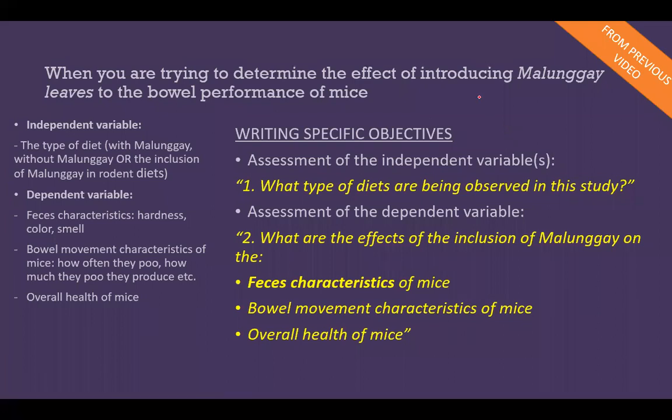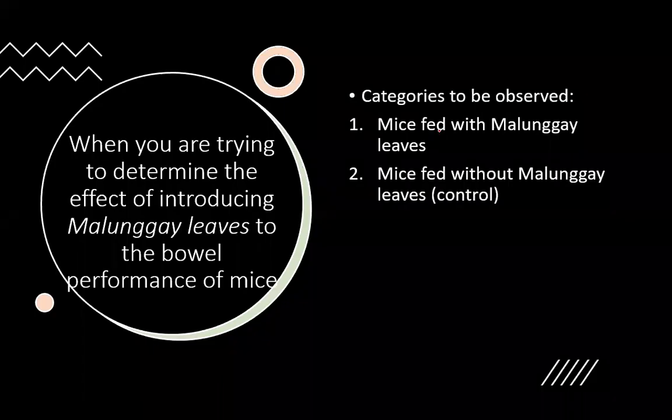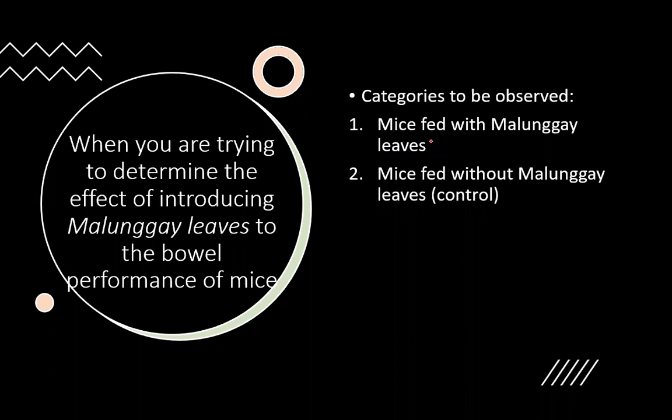Let's look at this second one. When you're trying to determine the effect of introducing malunggay leaves into the bowel performance of mice, what are the independent variables? The independent variable is the type of diet. Okay? So we only have one. In this case, how many categories do you think are being observed? Correct. There are only two categories to be observed since that is what the independent variable states.